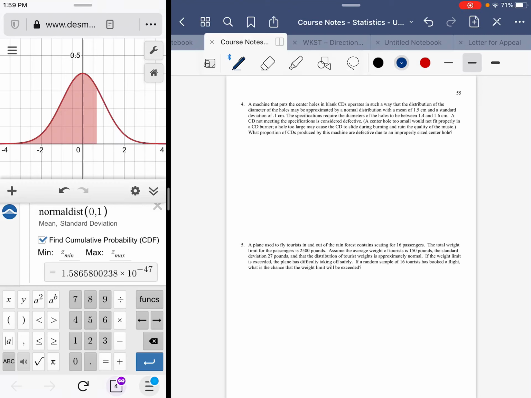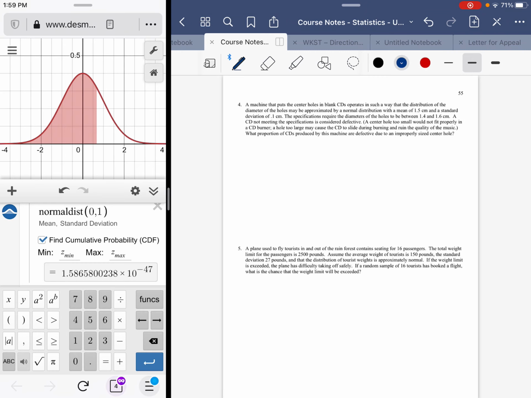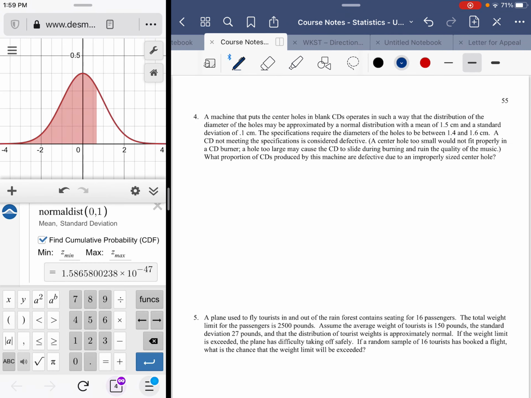So looking at page 55 in the Unit 3 packet, a couple of word problems related to these central limit theorem type questions. A machine that puts the center holes in blank CDs operates in such a way that the distribution of the diameter of the holes may be approximated by a normal distribution with a mean of 1.5 and a standard deviation of 0.1.